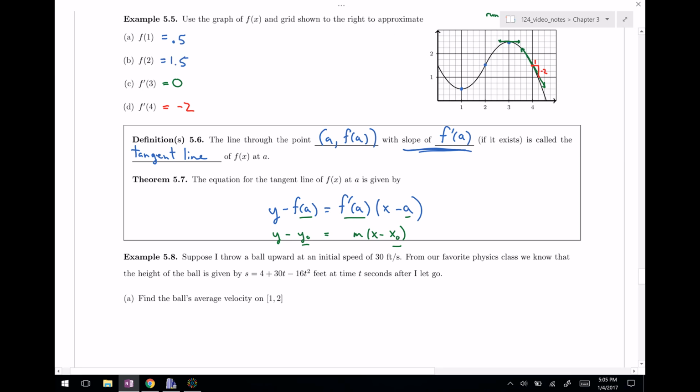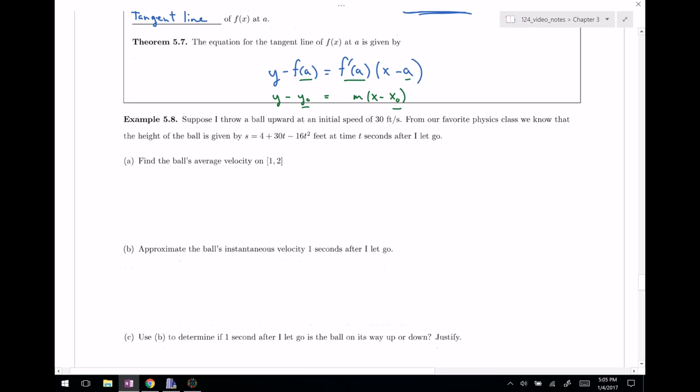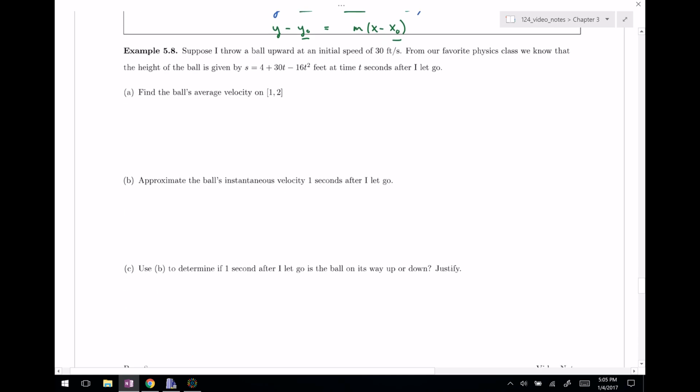Okay, like I promised, right, we're actually going to be applying these things. This has some real-world analogies to it. We would actually want to know instantaneous rate of change. So here's an example of how this can be used. Suppose I throw a ball upward, has an initial speed of 30 feet per second. You may know from your favorite physics class that then the height is given by some formula like this. 4 plus 30t minus 16t squared.